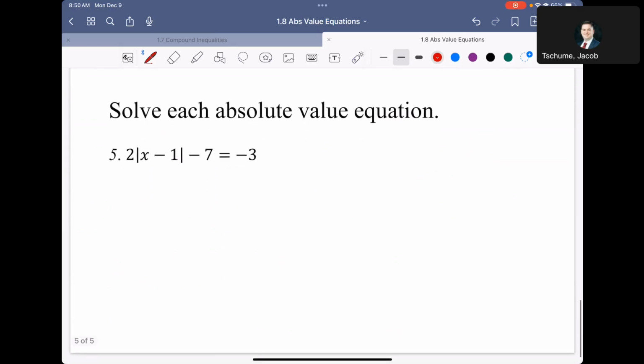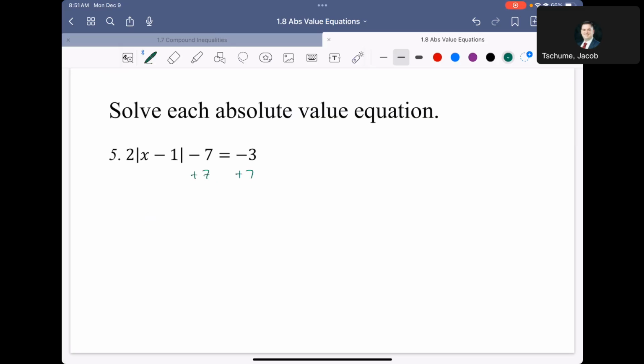All right, and so to wrap up this video, let me show you probably the worst case scenario where you have the most work to do. So on number 5, it says 2 times the absolute value of x minus 1 minus 7 needs to equal negative 3. Now, one mistake I do see students make here is that they see that negative 3 on the right-hand side and they immediately go, oh, the answer is no solution. Well, don't do that. You can only say it's no solution if the absolute value is by itself and there's still a negative number. So until you get that absolute value piece by itself, you can't say no solution just yet.